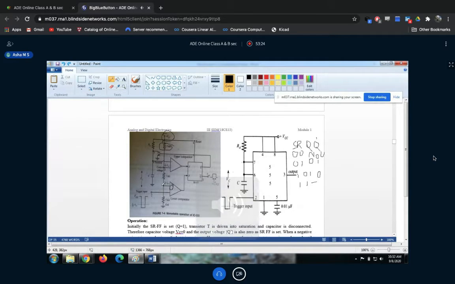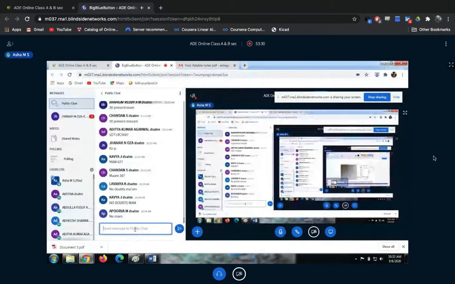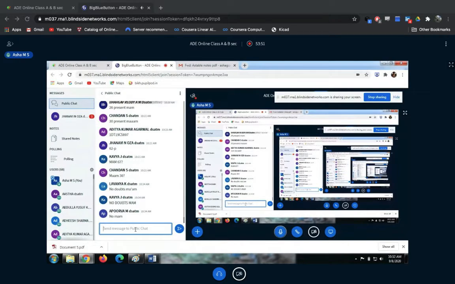Let me pause and go back to the big blue button. Any doubt so far? You understood? I have not yet started how exactly the monostable multivibrator works. What I have told you is all the background you need to understand the working of monostable. I have told you the SR flip-flop which you have already learned, and two comparators whose output will be either 0 or 1. And you know that when the transistor is on, the capacitor will not charge; when the transistor is off, the capacitor will charge. This is what you need to remember.